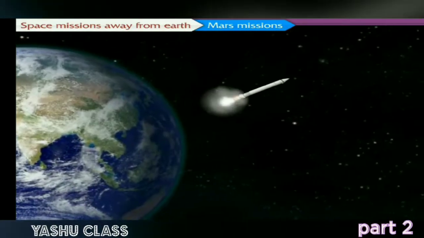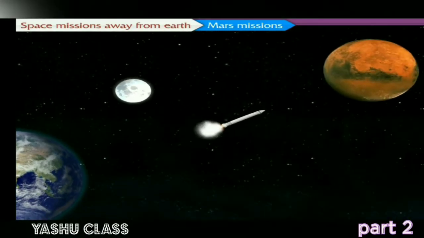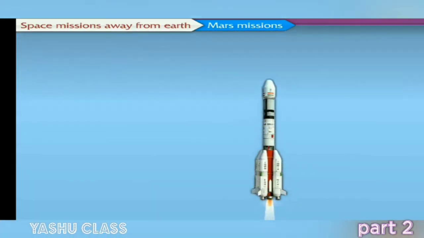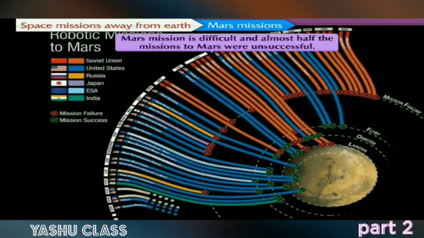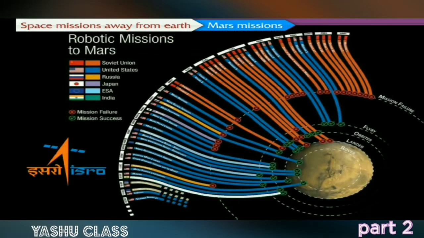Other than the moon, the astronomical object nearest to the Earth is Mars. Many nations send spacecraft to Mars. Mars missions are difficult, and almost half the missions to Mars were unsuccessful. However, ISRO's performance in this mission is remarkable, and we all should appreciate it and must be proud of it.